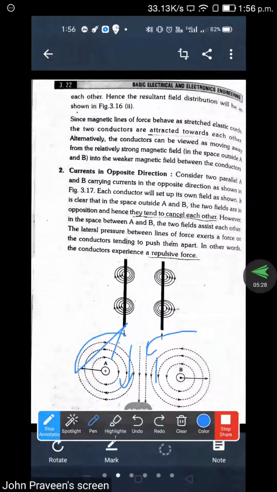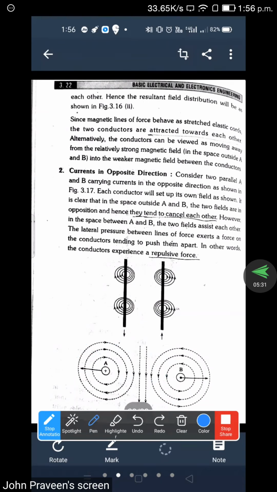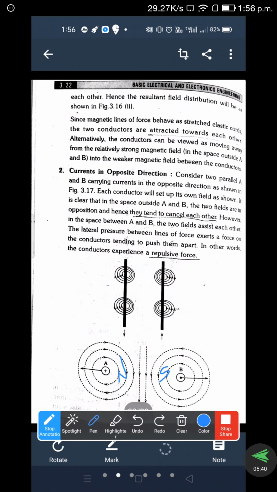So one is in the downward direction, and similarly the other also in the downward direction. So both magnetic fields are in the same direction. For example, this is the north pole, this is also north pole; this is the south pole, this is also south pole. So whenever the current is passing in opposite directions, the neighboring fields get the same pole at the ends of the magnetic field, which results in a repulsion force between the two fields.